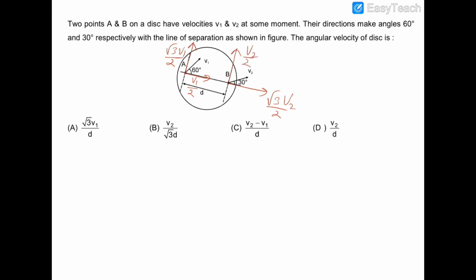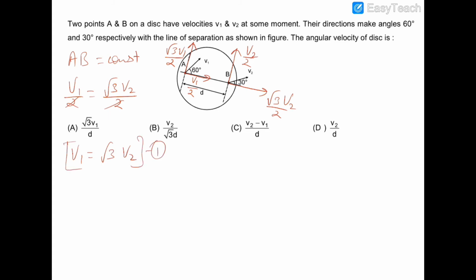Now we already know that these points are lying on a disk, and disk is a rigid body. So the distance between these 2 points is always constant, because the disk is neither shrinking nor expanding. So the distance between A and B, AB, is always constant. So v1 by 2 should be equal to root 3 v2 by 2. So v1 is equal to root 3 v2. This is the first case, first equation.